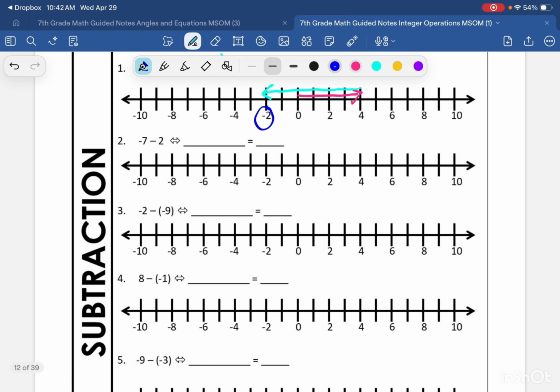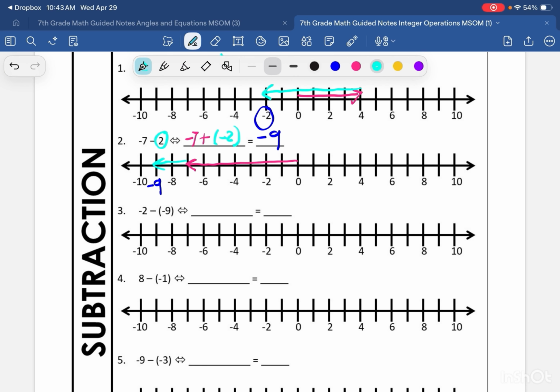-7 minus 2. I have -7 plus the opposite of this number. The opposite of 2 is -2. Again, write that in parentheses. So I'm doing -7 plus a -2. I have -7, and I am joining that with -2. 1, 2. And I land on -9.